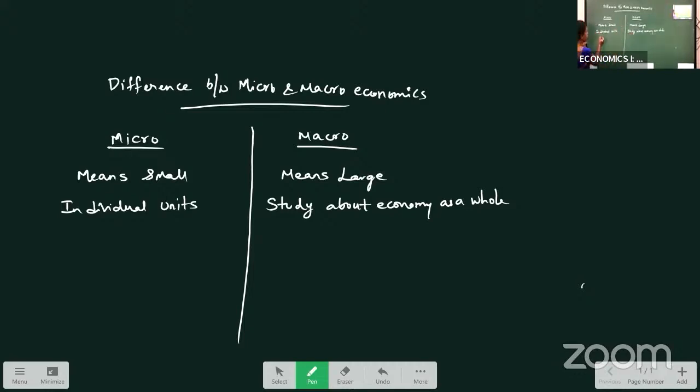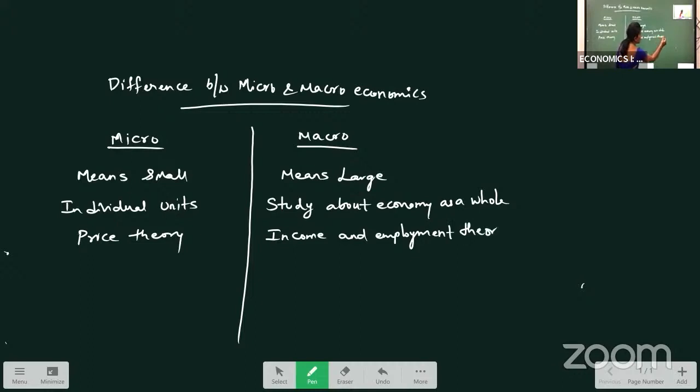Now, we also say that microeconomics is also known as price theory. Why? Because we are studying individual units. That is the reason it is also known as price theory. Whereas macroeconomics is known as income and employment theory.